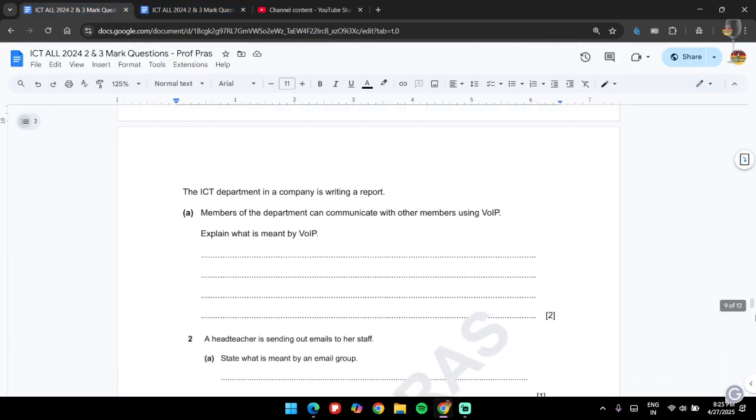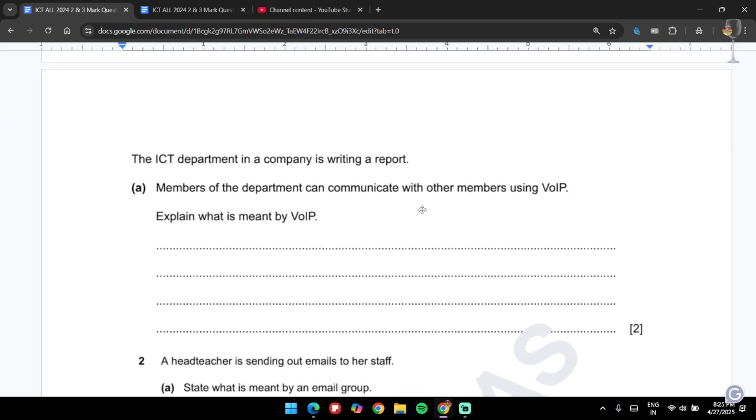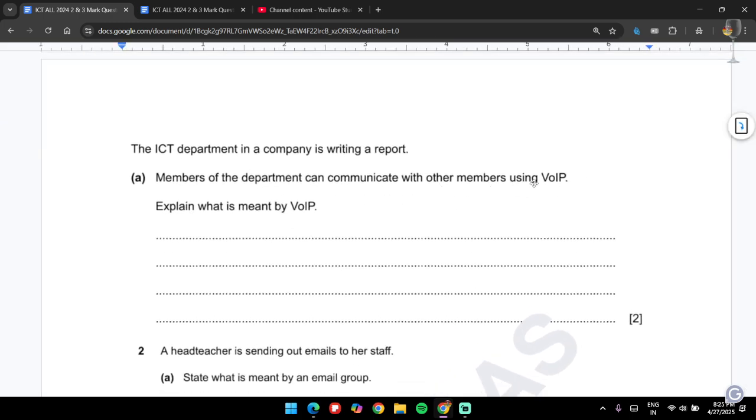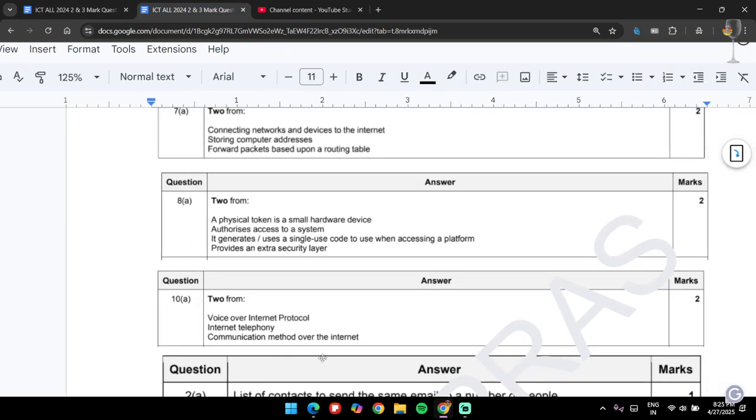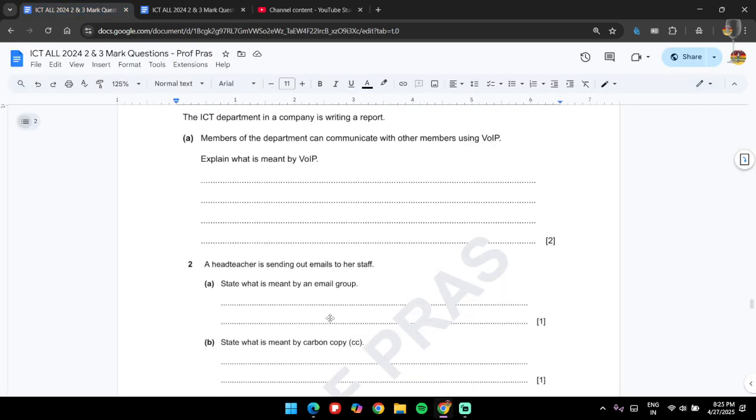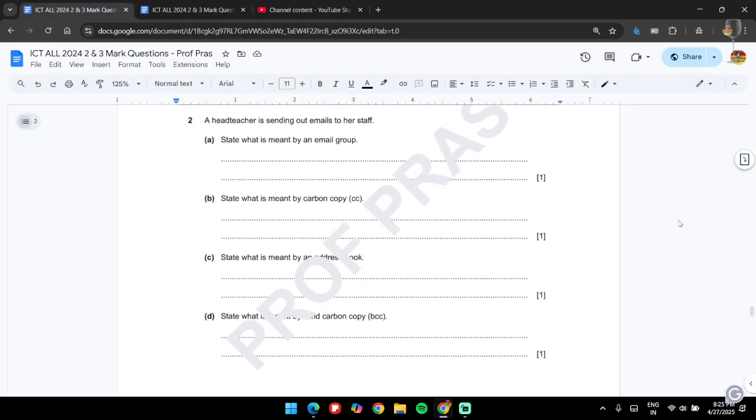Members of an intranet can communicate with other members using VoIP. Explain what is meant by VoIP. Perfect, they haven't stated what it is. So I can easily say that VoIP stands for Voice over Internet Protocol. It's a type of internet telephony which helps users communicate over the internet. A communication method over the internet. Perfect. This is what we're talking about.